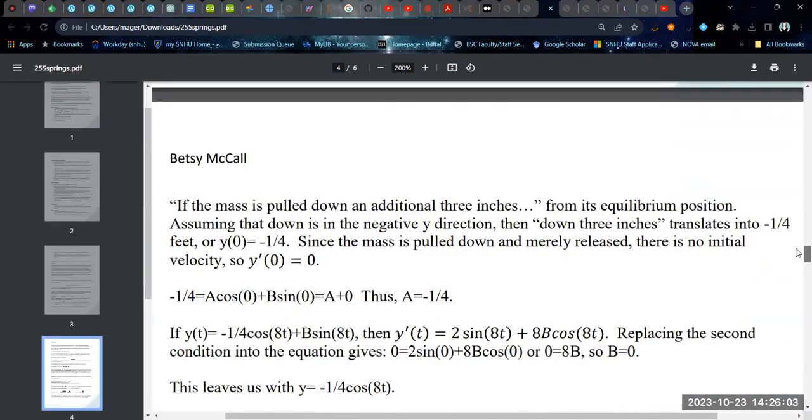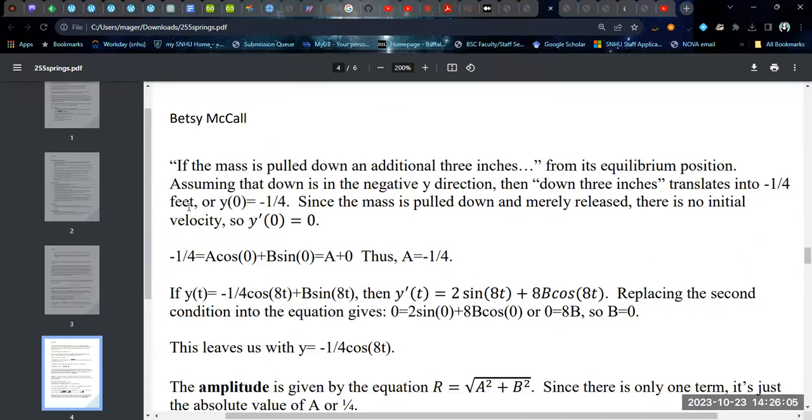And then using our initial conditions, we can solve. Our y of 0 is -1/4. That's the down 3 inches. And released is our y prime of 0 is 0. So in the first case, we're going to plug t equals 0 in for t, and we're going to set this equal to -1/4. Sine of 0 is 0, and cosine of 0 is 1. We're just left with a is equal to -1/4.